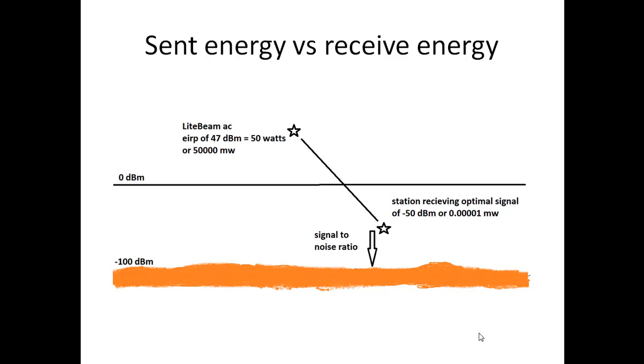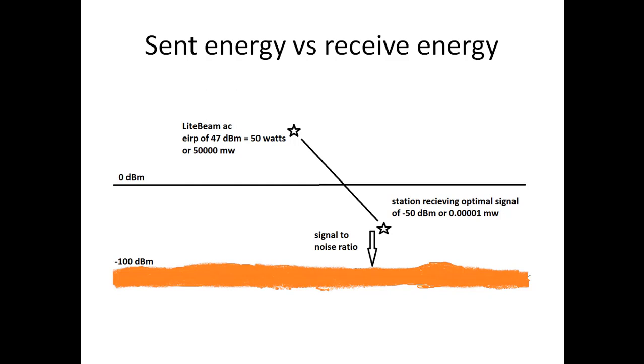Now, that light beam is talking to a receiving station, right, that's distant. And for this demonstration, we don't really care how distant it is. So this is showing that our received signal at that station is -50. But when you put -50 in the calculator, you're going to end up with a tiny little milliwatt number of 0.00001 milliwatts, a very, very tiny amount. But because it is 50 dB off the noise floor, right, it's considered an optimal signal.